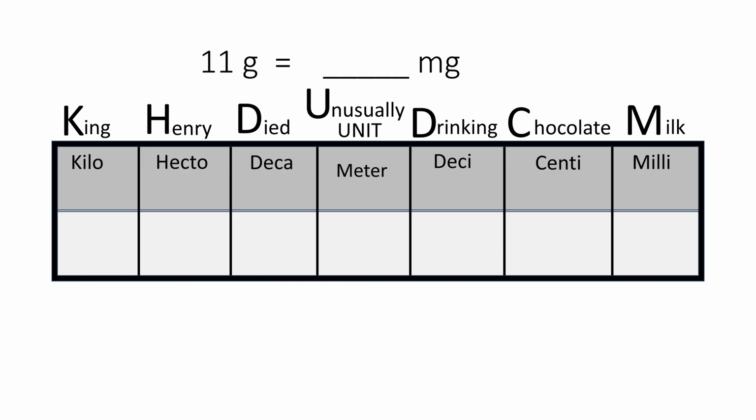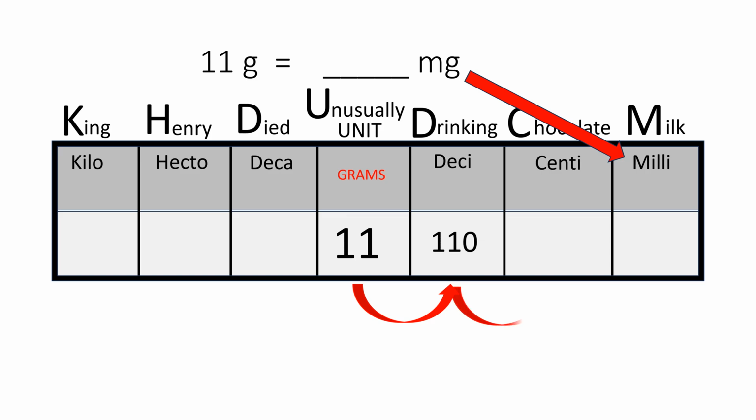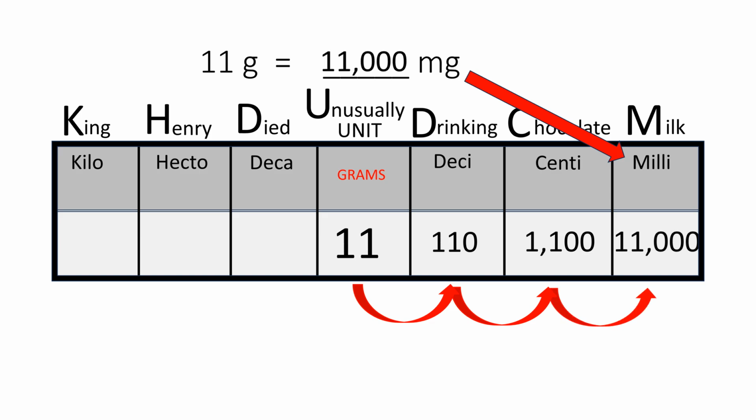Here we have 11 g equals blank mg. Now the g stands for grams, and instead of meters, we are going to put grams in the unit section. 11 grams, we're going to write 11, and we are going to the milli. Mg is the milligram, to the right. Let's move over once, 110. Let's move over twice, add 2 zeros, 1,100. And finally, one more time, and we have 11,000 milligrams in 11 grams.